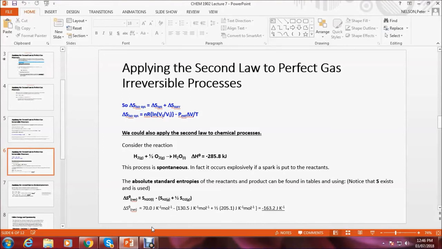Now the entropy for water is 70 joule per Kelvin per mole, whereas that for hydrogen gas it's 130.5 joule per Kelvin per mole, and of course you have to sum that with the entropy for oxygen. You have to multiply the oxygen by 0.5 because you only have half a mole of oxygen, and so you will end up with an entropy change of minus 163.2 joule per Kelvin.